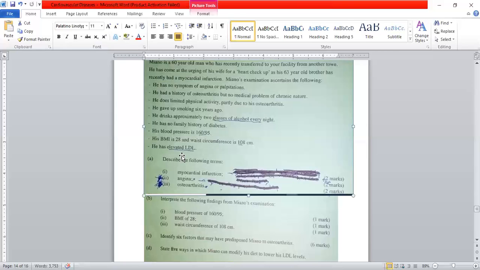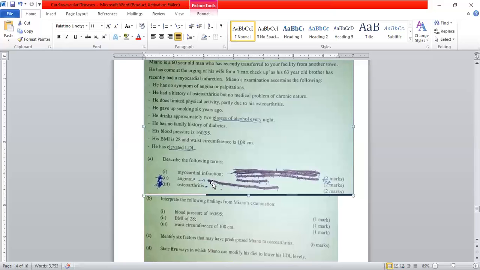He has elevated LDL. LDL is low density lipoprotein. Now we have talked about this. These are the bad cholesterol. So you have to note and differentiate between LDL and HDL. Now let's see the questions. Sarah, after you have understood how to interpret the case study, everything is summarized for you. The first question is to describe the following terms: myocardial infarction, angina.